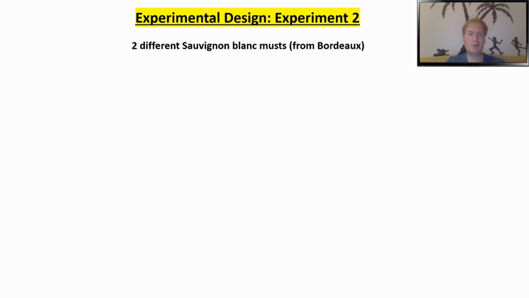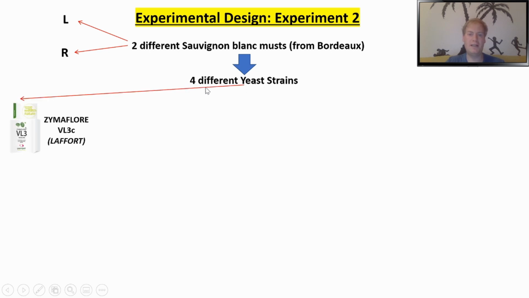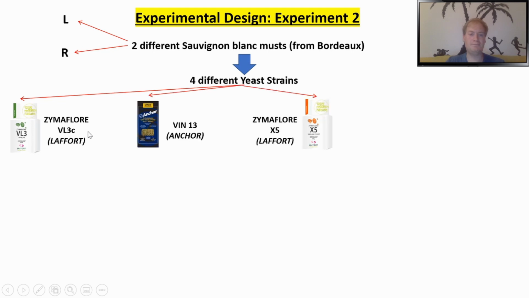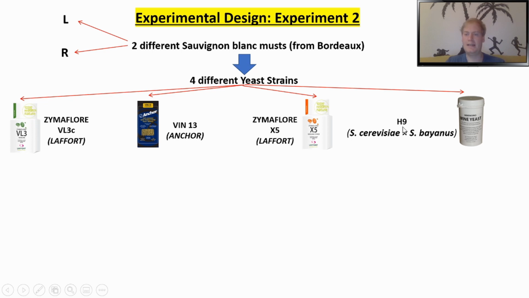Then experiment 2 was done with 2 different Sauvignon Blanc musts. Both came from the Bordeaux area, termed R for right and L for left. And these 2 different musts were fermented via 4 different yeast strains, again VL3C, Anchor Win13, and Simaflor X5 from Lafor. And then they also used a hybrid yeast crossing between Cerevisiae and Bayanus, termed H9 here. So all these yeasts are very powerful in liberating thiols from the respective precursors.